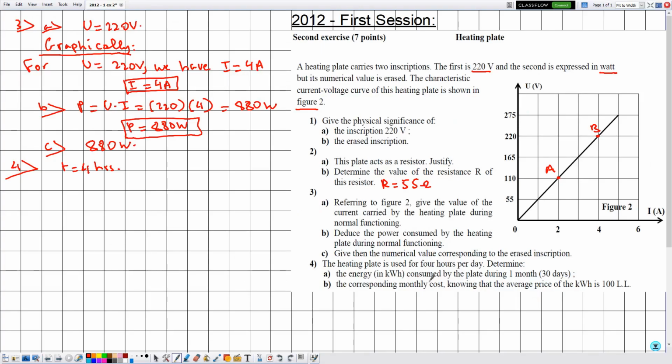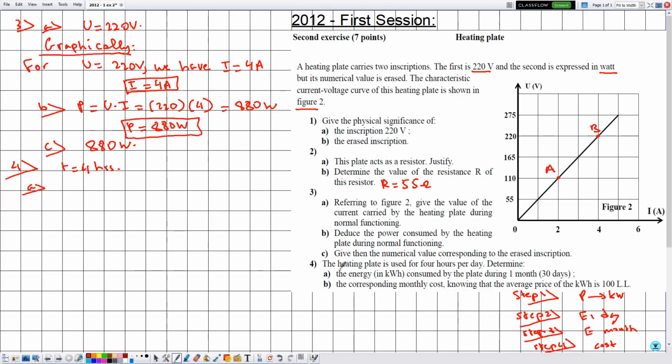So here it seems that they are asking me about the electric bill. Then let's write the steps of the electric bill. Step 1 is to convert the power to kilowatts. Step number 2 is to calculate the electric energy E1 per 1 day. Step number 3 is to calculate the energy E for 1 month. Then step number 4 is to calculate the cost.